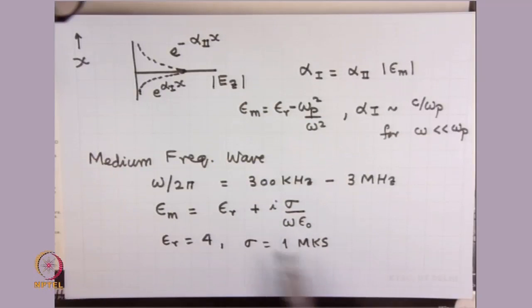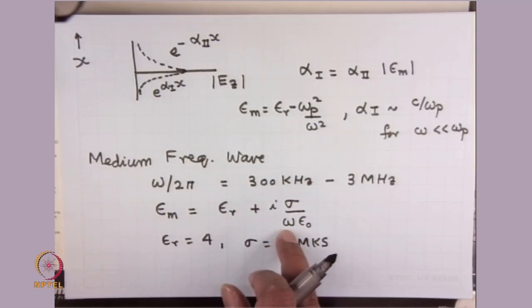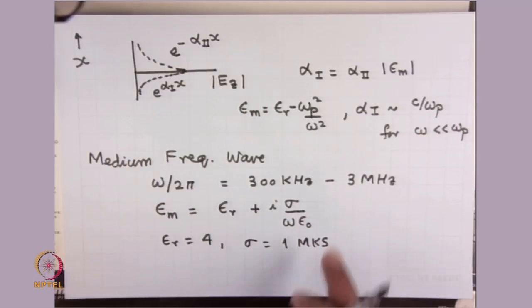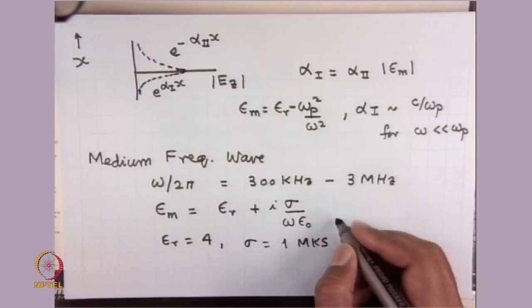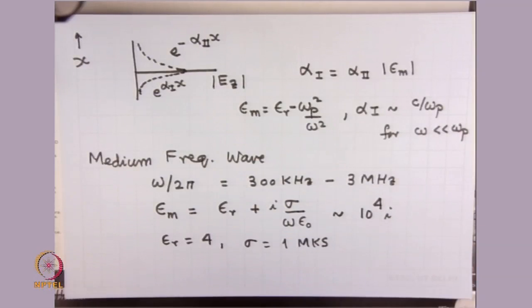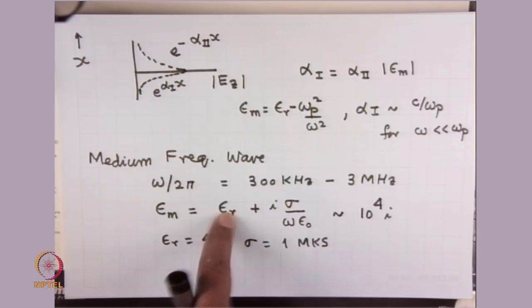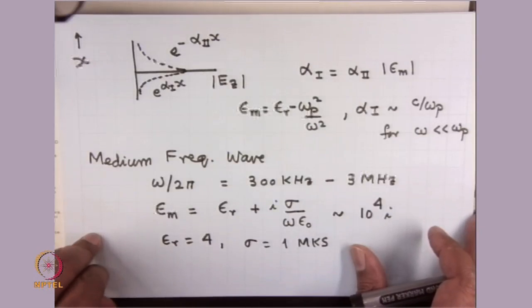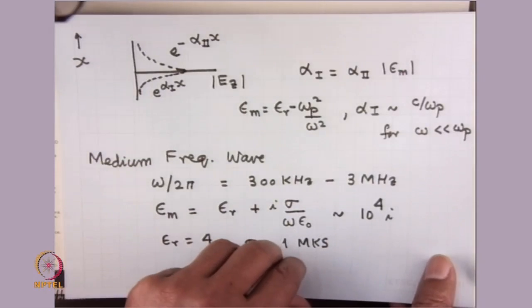So now you can recognize that this quantity is 10 to minus 11. This is like 10 to the power 7. So still this product is of the order of 10 to minus 4, and hence this is of the order of 10 to the power 4 times I. Means the imaginary part is much bigger than the real part, and you can ignore this part. And that helps you simplify the expression for propagation constant a great deal.